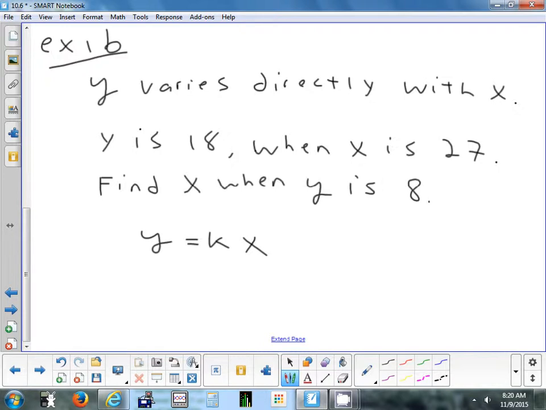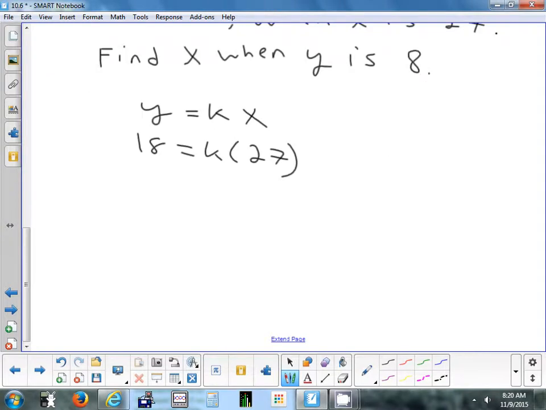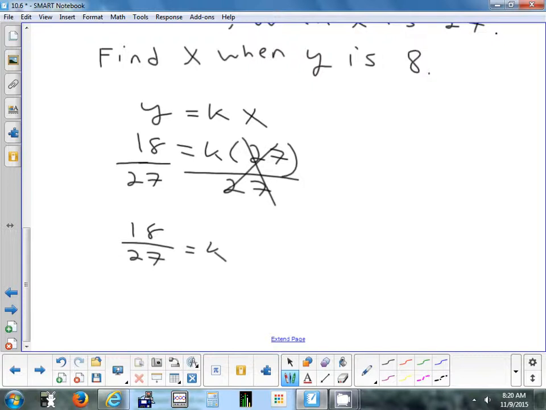Now Ben, can you fill in what we've got and help us find k? 18 equals k times 27. Yep. Y is 18, x is 27. And Logan, what's my last step to get k by itself? Divide by 27, so you basically cancel the 27. And then you divide 18 by 27. And I think we can reduce that a little bit.